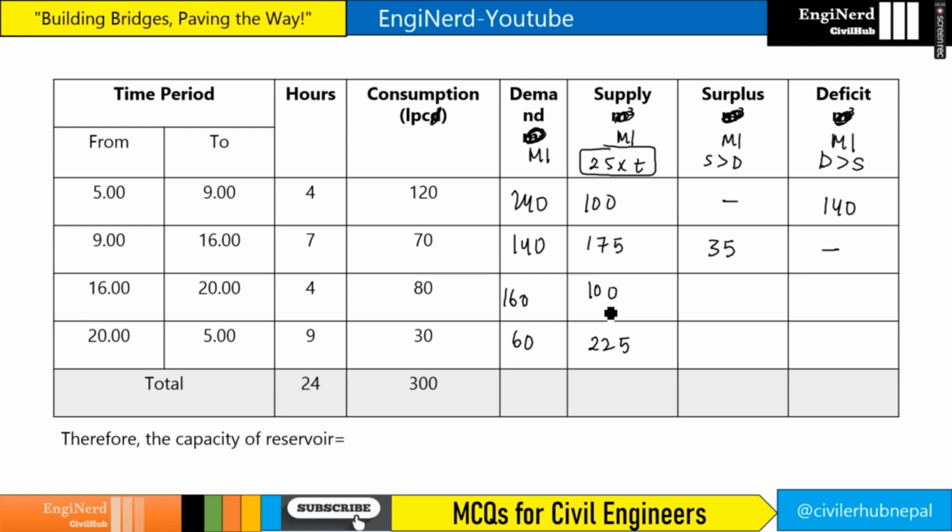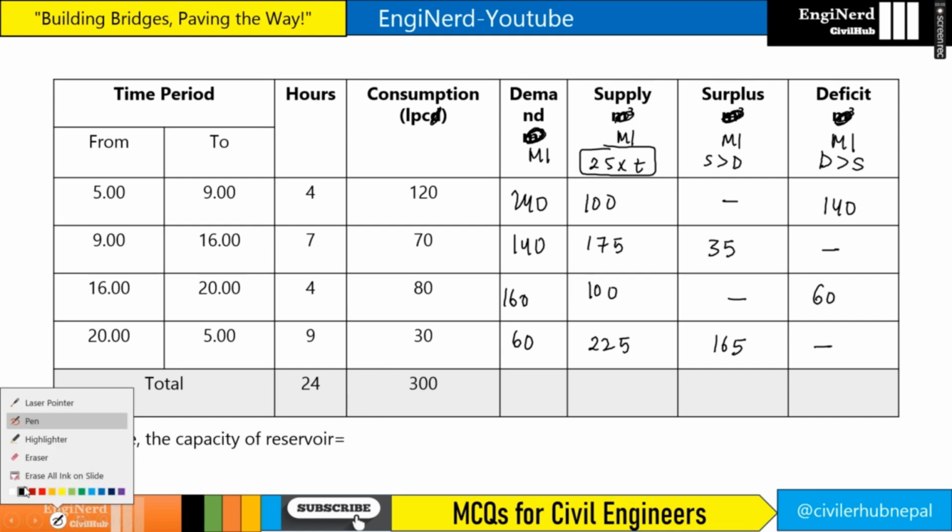And for the third row, it will be demand is greater, so it will be 60 here, 160 minus 100. And for the last one, it will be 225 minus 60, it will be 165 in the surplus part. So therefore the capacity of reservoir is, let's see.